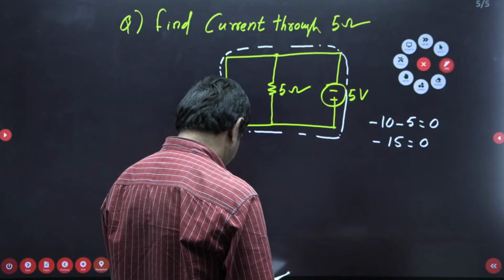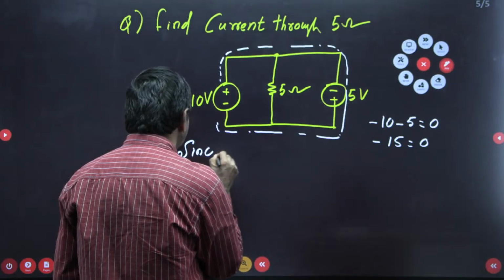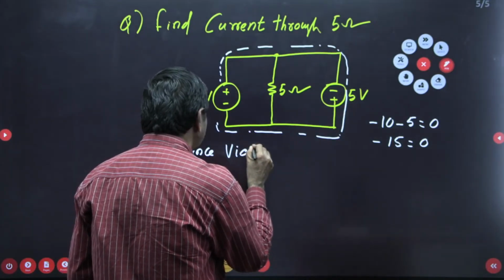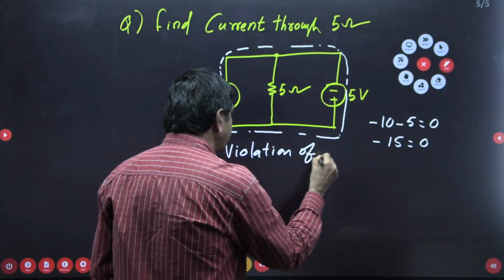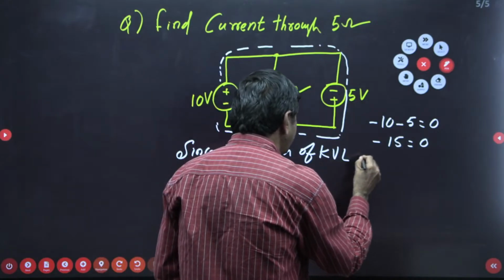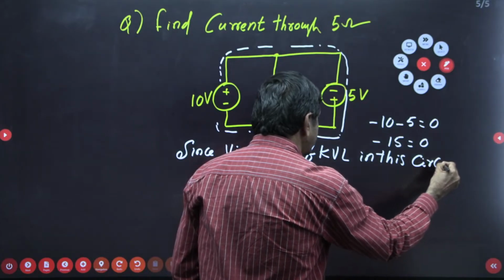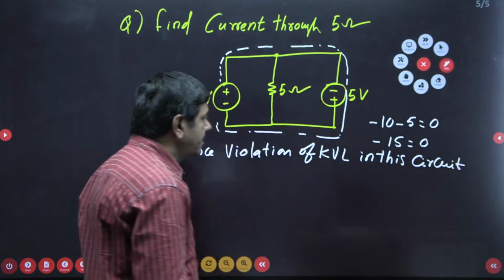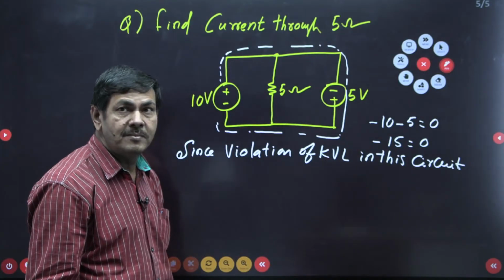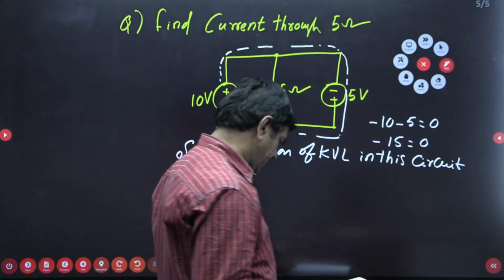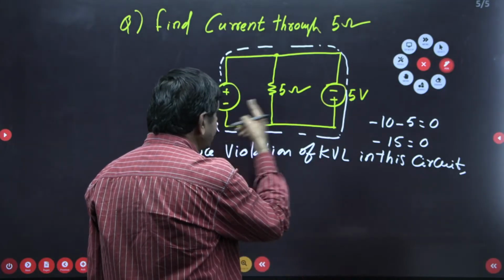Since the violation of KVL in this circuit, current through 5 ohm doesn't exist now. That means the physical connection is not proper, you can say. The connection is not proper, we can say.